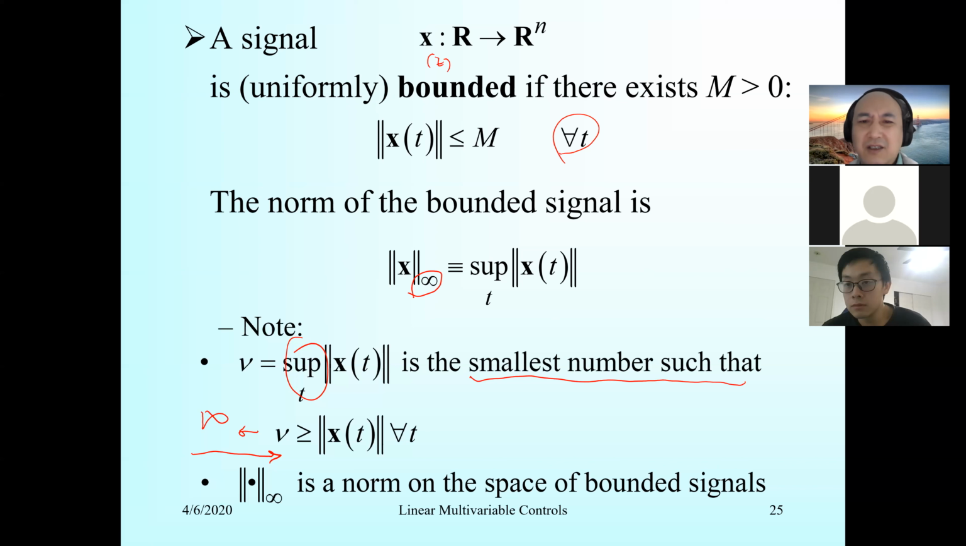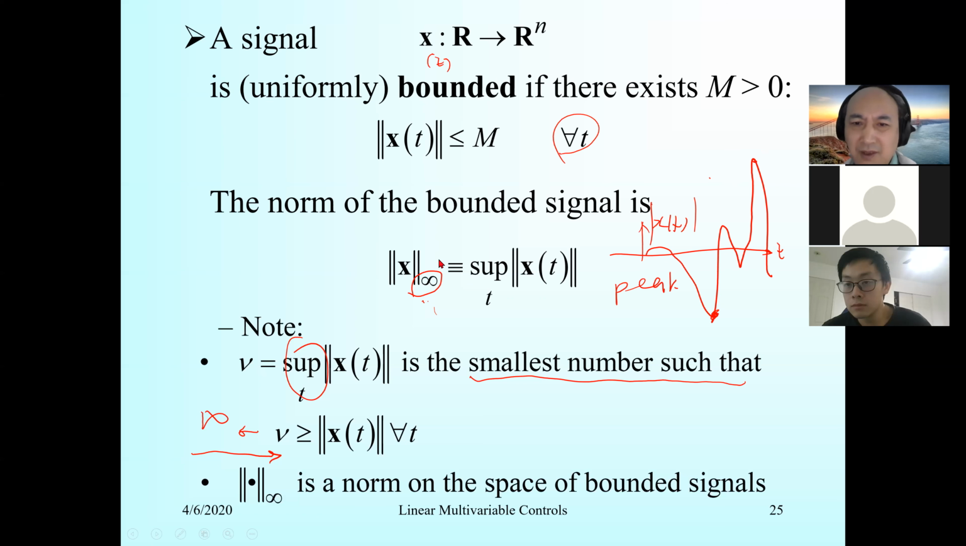So you can understand this is like a peak value. If you only have a scalar x, you draw x of t against t, and these are the peak values. Because you need to take the absolute value, you should count both negative and positive. The maximum one is the infinity norm for this signal. If it is a vector, then you need to use the norm, okay?